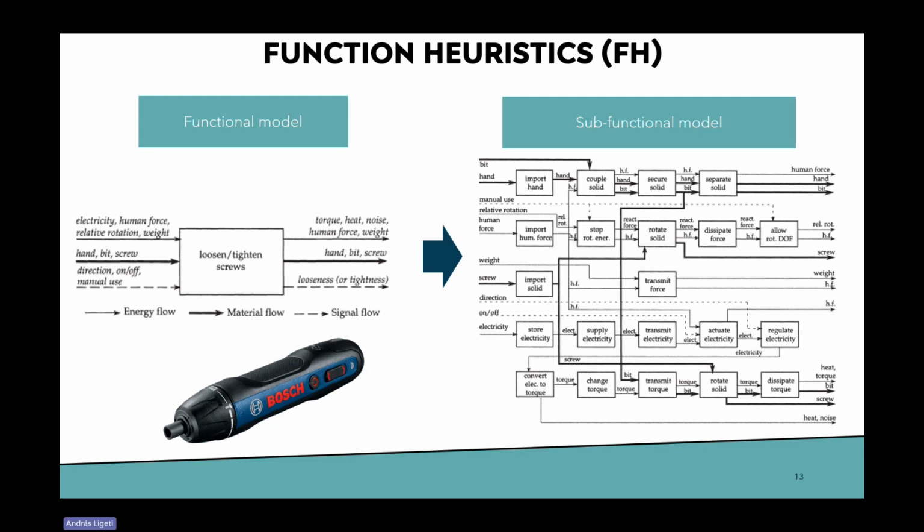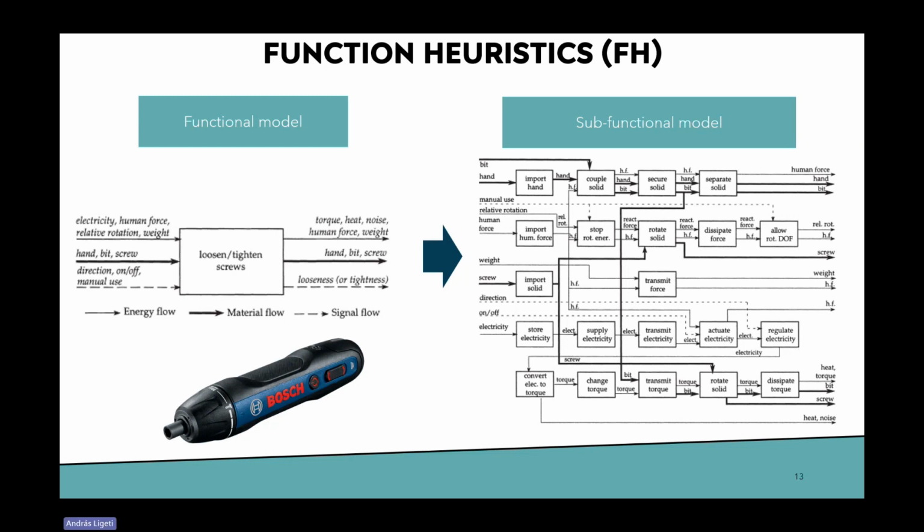And you also have material flows. So material can be your hand, the bit, and the screw. And you also have signal flows. So for example, the direction in which the screwdriver has to work, you can switch on and off. And there is also manual use. So basically, the direction in which you are holding the screwdriver.